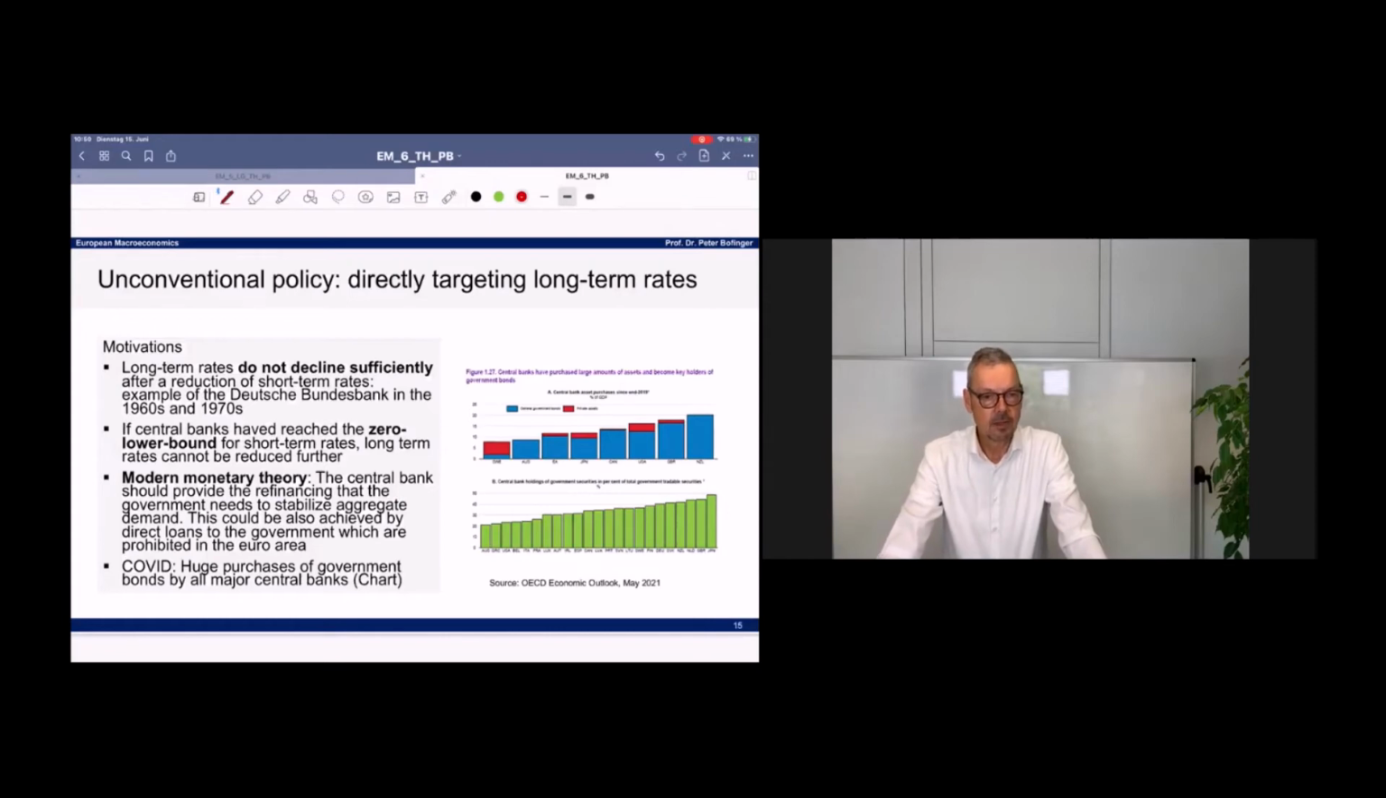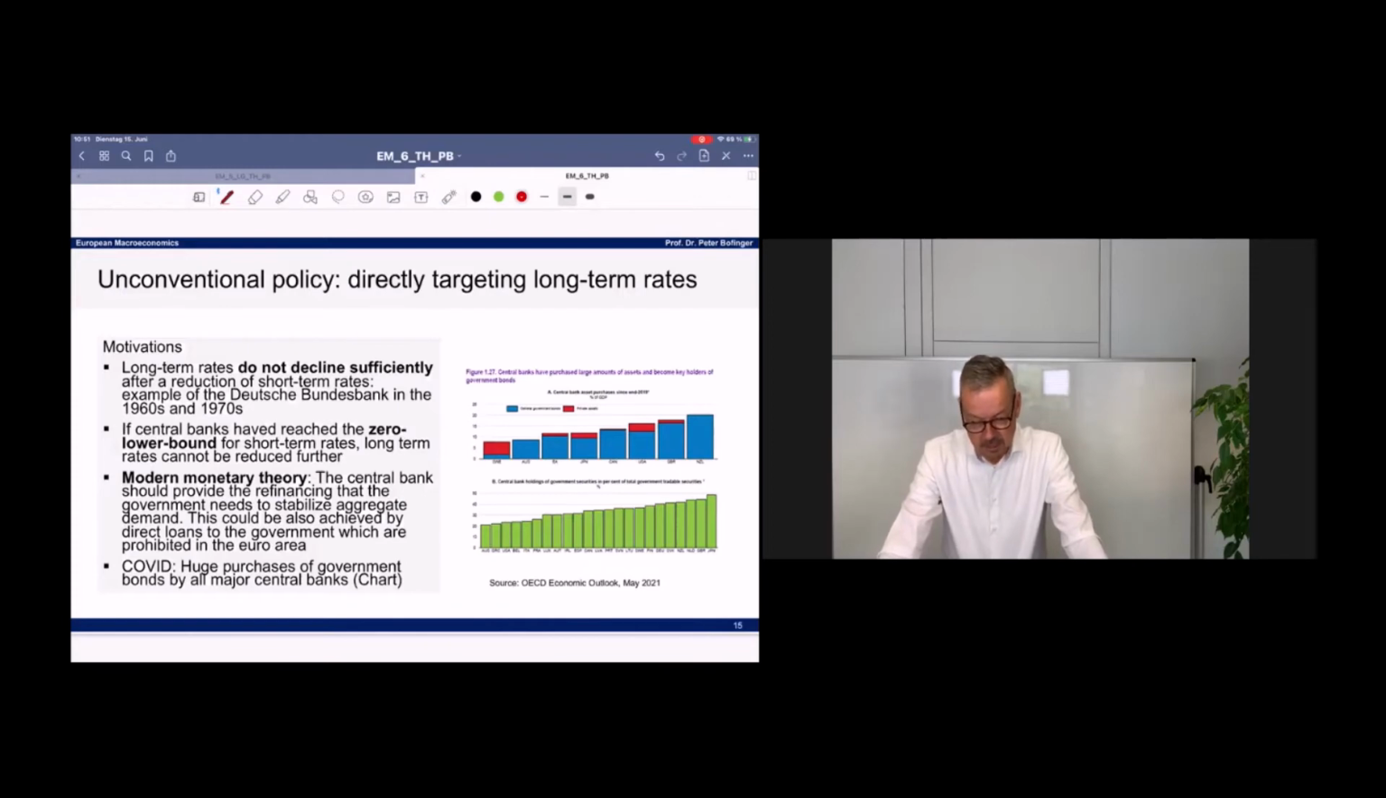I mention this because when the ECB announced purchases of government bonds in 2014, 2015, there was a lot of criticism coming from Germany that this is not the right way to conduct monetary policy, and most Germans didn't know that the Deutsche Bundesbank, which in Germany is also kind of the holy grail of monetary policy, had already been practicing these kinds of operations in the 1960s and 1970s.